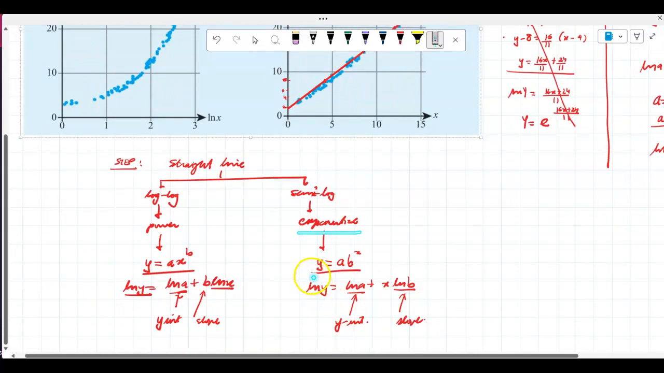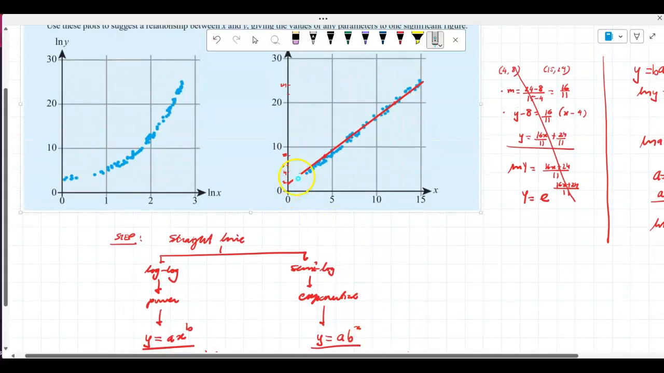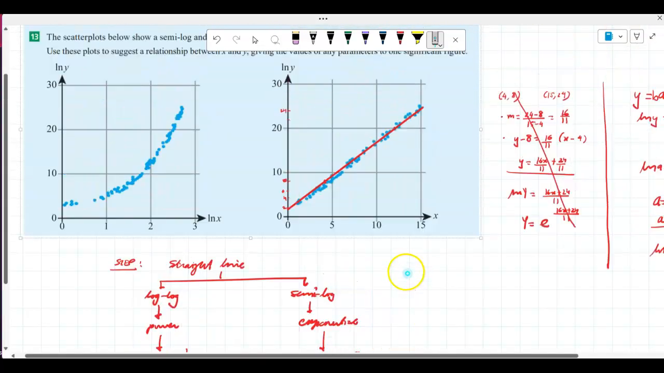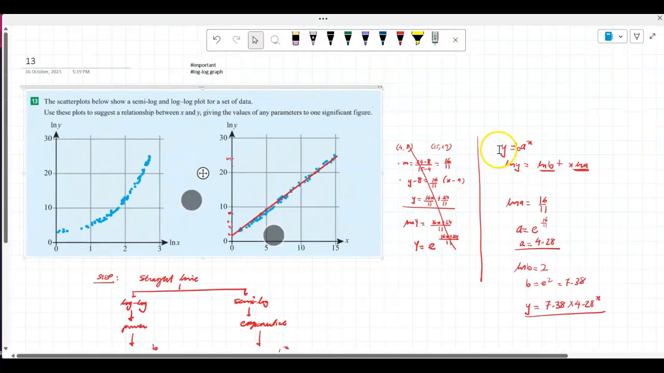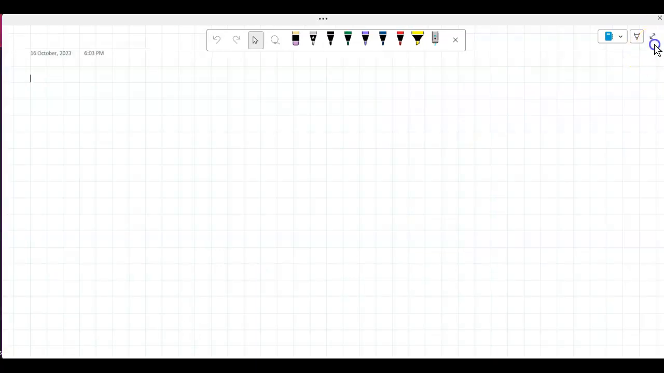So let it be y is equal to ab raised to x. So ln y is equal to ln a plus x ln b. So ln a is the y-intercept. So you see the y-intercept. Now this sum is not very clear. In IB, if they give you this sum, they'll give you clear points. And for this, you find a slope. Now I have approximately done it over here. But this will be a better sum. I mean, the numbers will be better. But the idea is important.